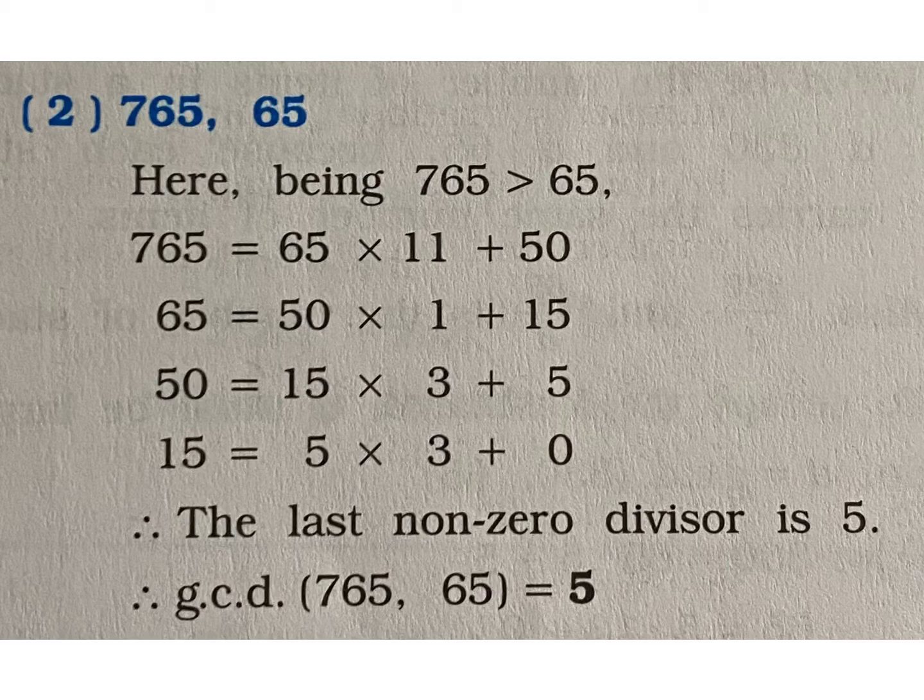Now you have to divide 50 by 15. So we get 50 is equal to 15 into 3 plus 5. Now you have to divide 15 by 5. You will get 15 is equal to 5 into 3 plus 0.